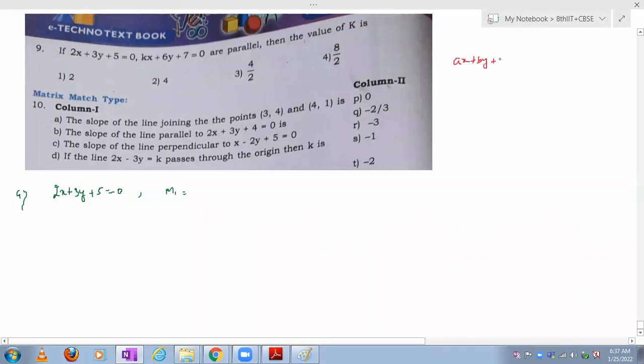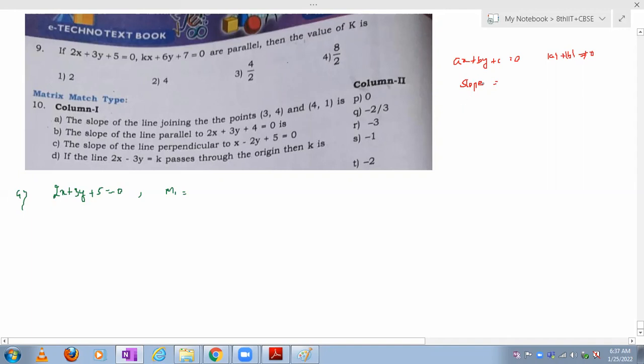Sir, modulus of a and b is not equal to 0, sir. That is the condition that a linear equation in two variables, the equation of a straight line, should be in this form. But I'm asking you the slope of this line. The slope will be constant.